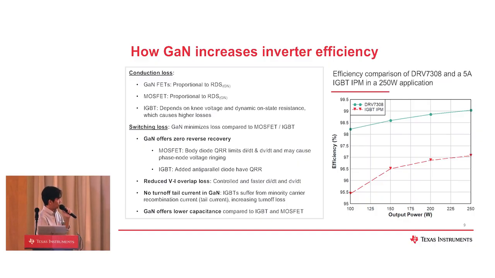This table shows the comparison of output power between the available IGBT IPM and the GaN at the application output power level of 250 watts. You see that there's a gap in the efficiency here. The GaN DRV7308 has higher efficiency.